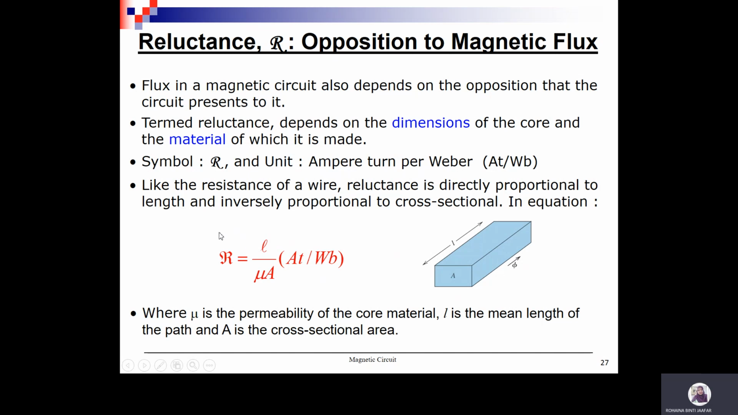So this is the formula of your reluctance. Reluctance equals the length of your material over mu, the permeability of your core material, times A. The permeability value depends on the type of material used, the length is the mean length of the path, and A is the cross-sectional area of your magnetic material.